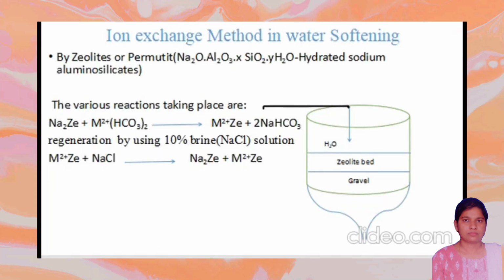In water softening, zeolites can also be used as they have the chemical composition Na2O, Al2O3, xSiO2, yH2O, which are hydrated sodium aluminosilicates. Due to the presence of Na plus ions, the Na plus ions are replaced by the hardness causing calcium and magnesium ions in water, thereby making the water soft. The exhausted resins can be regenerated. By regenerating the exhausted resins, they can be used further.